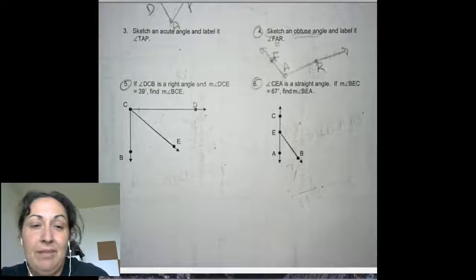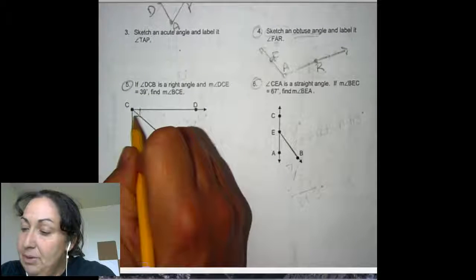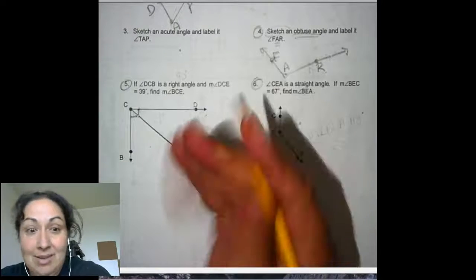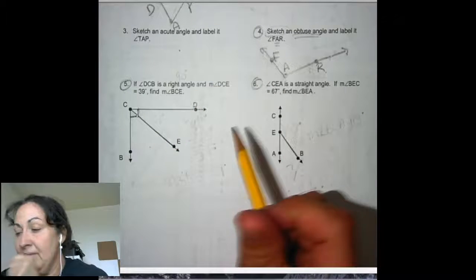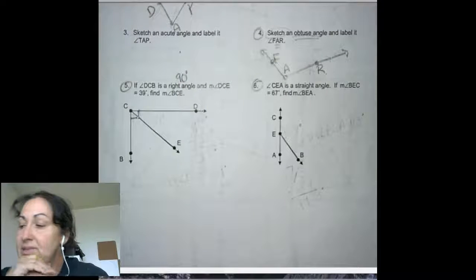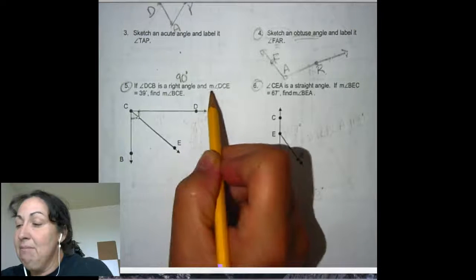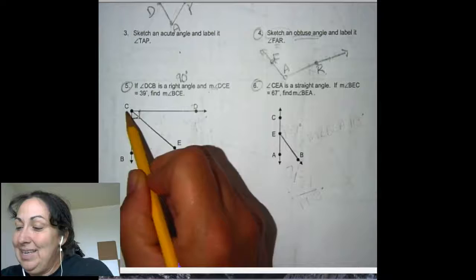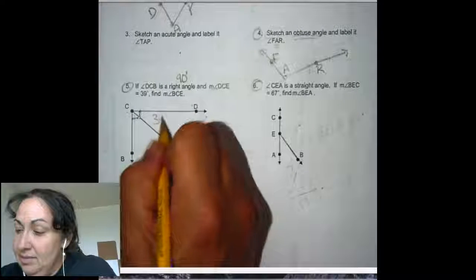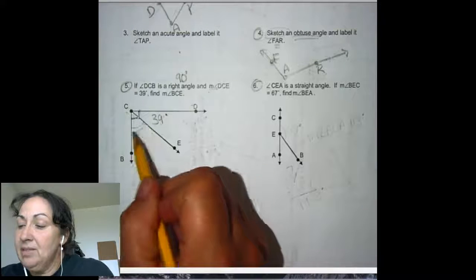Number 5, if angle DBC is a right angle, DCB is this big angle. I'm going to put a box right there because in geometry a box tells us that it's 90 degrees. Let's put a 90 right there so we can see it. And the little m in front of that means measure. Measure of angle DCE is 39 degrees. Find the measure of BCE. So we find this part.